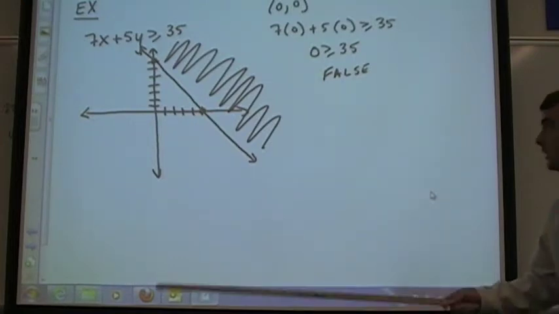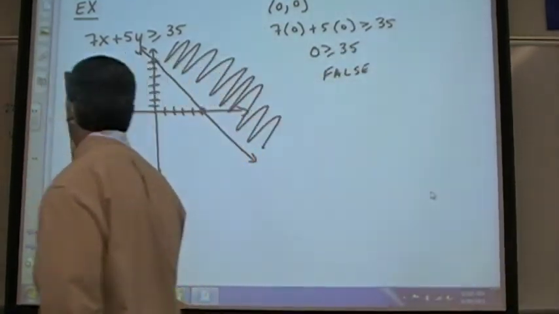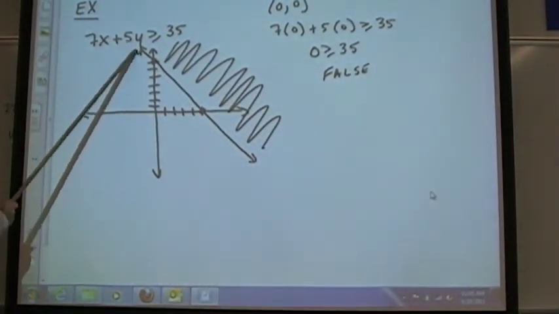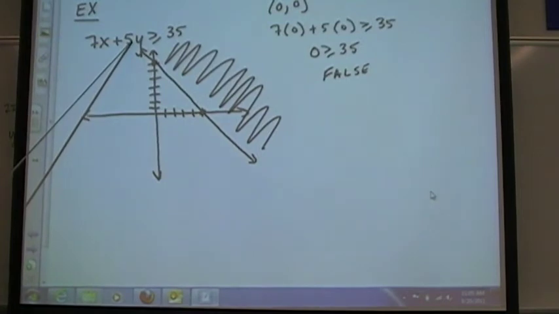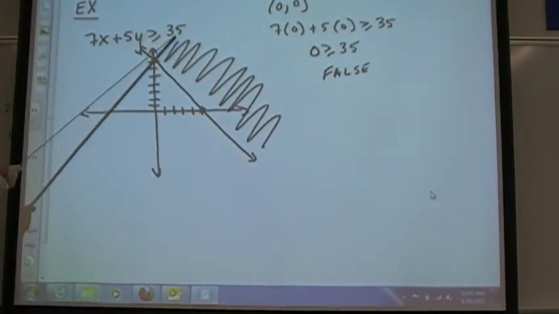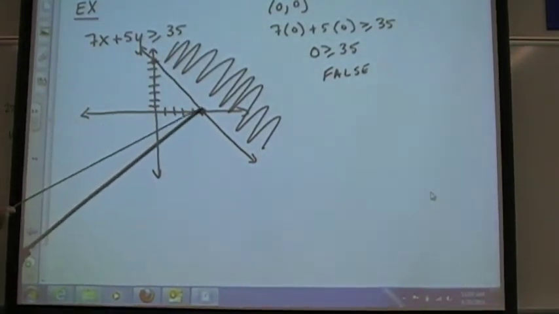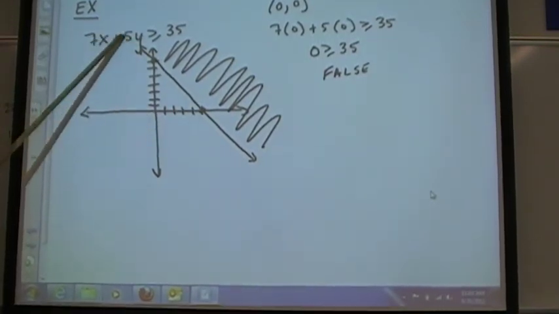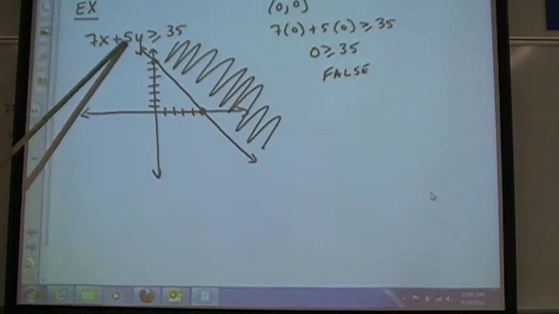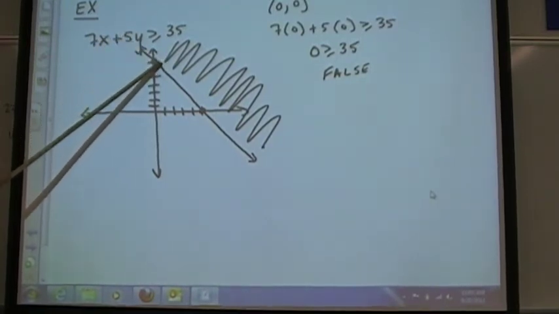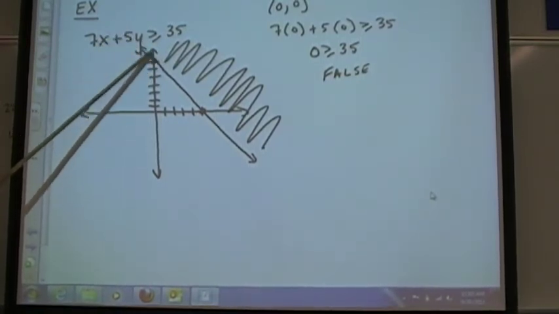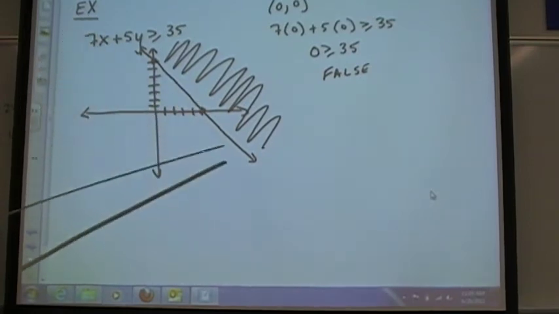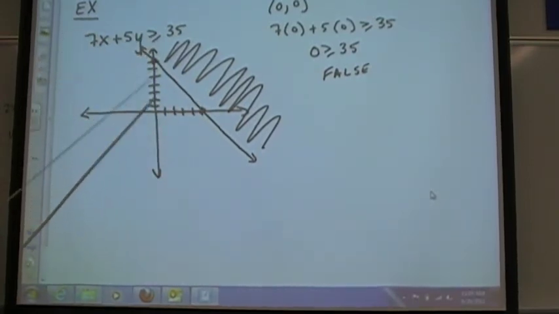So, to get the x-intercept, we had to set y equal to 0, so we're ignoring this basically and solving for x. So what's x? X is 5. X-intercept is 5. To get the y-intercept, I'm ignoring this and solving for y, so what's the y-intercept? 7. And it's a solid line because there's an equal to.